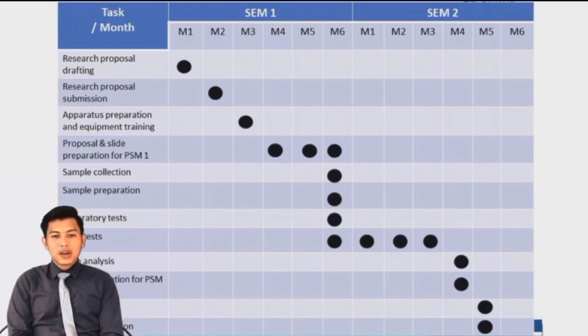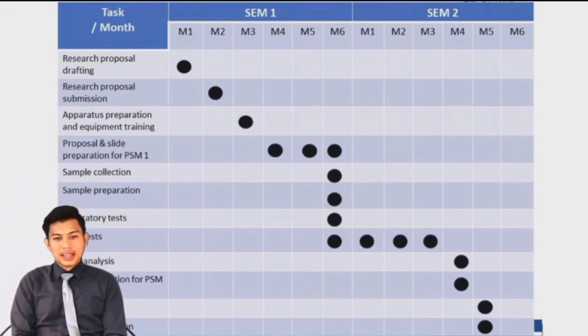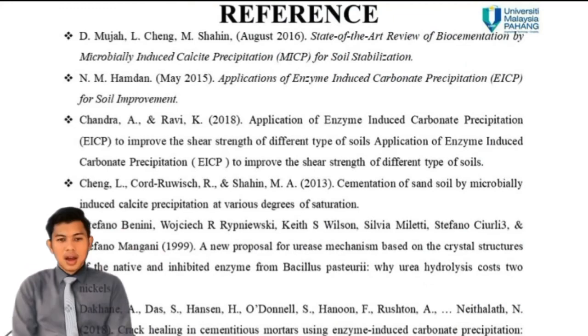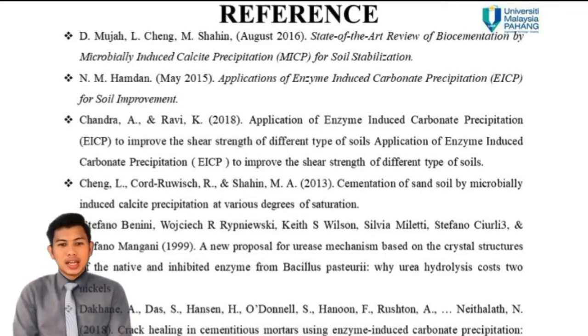Last but not least, this is my research planning. I hope my research can be accepted so I can proceed with this research. These are the references for my research used in writing my proposal for final year project 1.